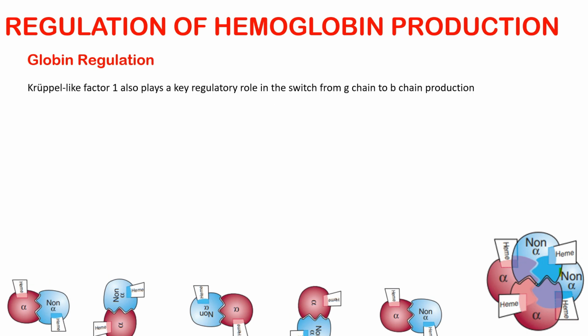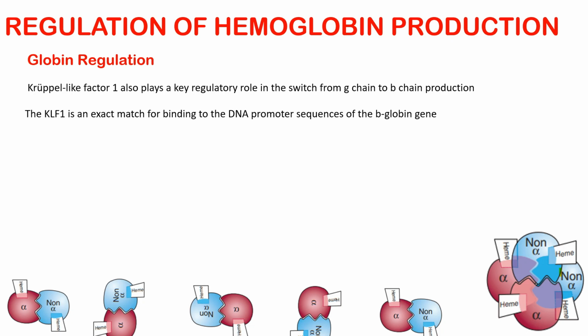Kruppel-like factor 1 also plays a key regulatory role in the switch from gamma chain to beta chain production. As Kruppel-like factor 1 is an exact match for binding to the DNA promoter sequences of the beta-globin gene, it also regulates the expression of repressors of gamma-globin gene transcription.